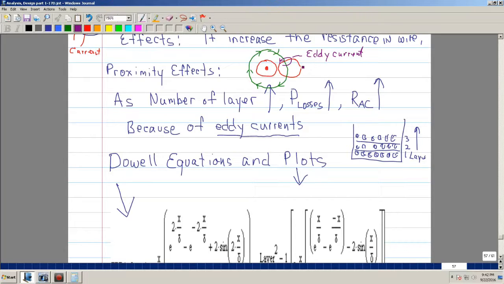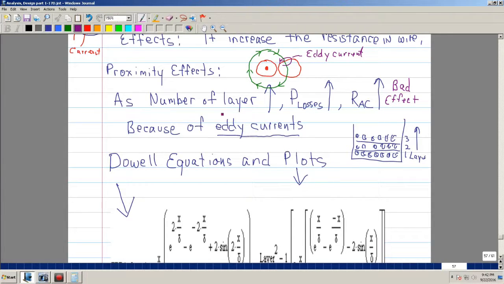And the more conductors you have stacked up, the greater the field and the more losses you have. So basically, as you increase the layers, the power losses go up, and your AC resistance also goes up. So all of these are bad effects, effects that you do not want.